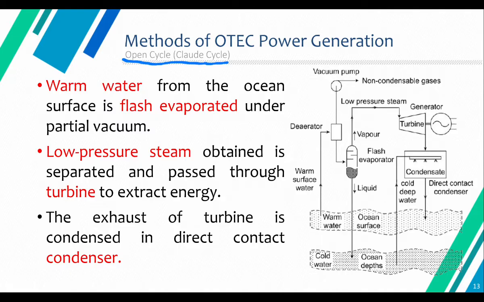Warm water from the ocean surface is flash evaporated under partial vacuum. The low pressure steam obtained is separated and passed through a turbine to extract energy. The exhaust of the turbine is condensed in a direct contact condenser. Here you can see the warm water available at the surface and cold water deeper inside the ocean depths. This difference in temperature, around 20 degrees Celsius or more, we can use for producing steam.